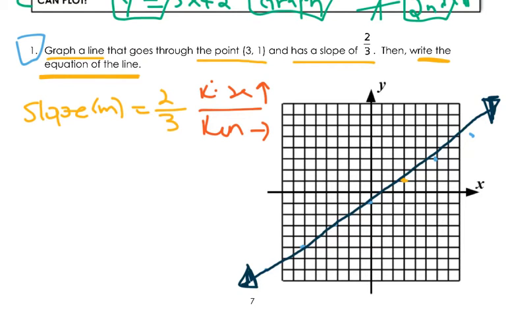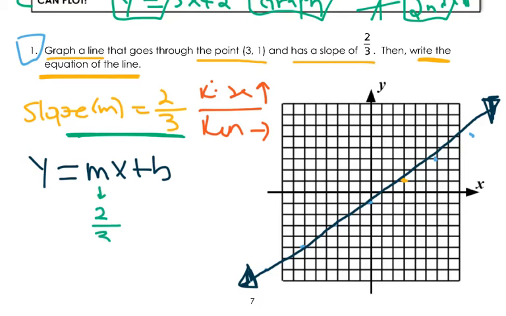Okay. Now that I have this and I draw it, I could write my equation. Well, I know my equation is going to be in y equals mx plus b form. Well, I have my slope right here. So I know that m will end up being 2 over 3 x, right? And I can fill this part in.